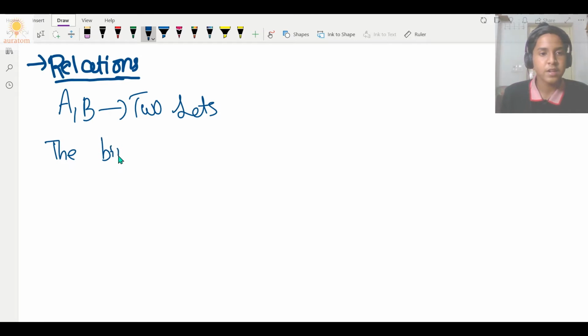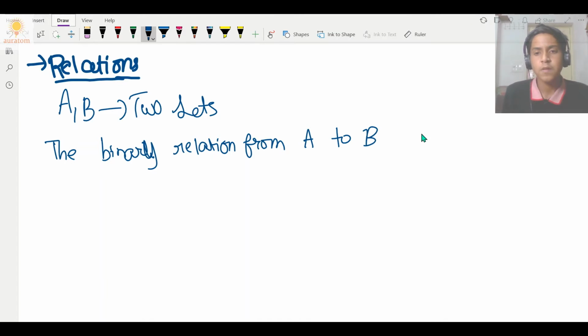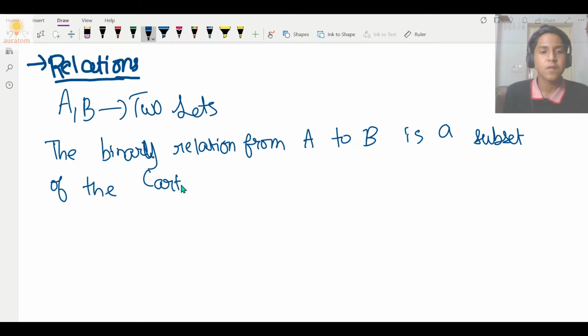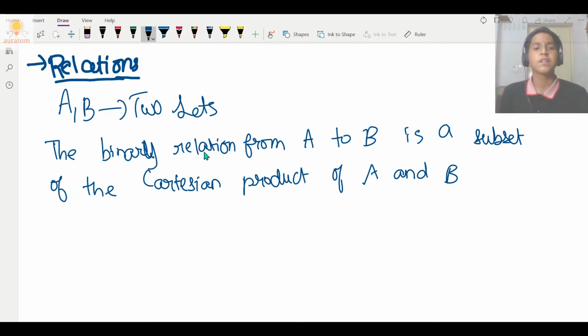The binary relation from A to B is a subset of the Cartesian product of A and B. So the binary relation from A to B is a subset of the Cartesian product of A and B. So what is the Cartesian product of A and B?